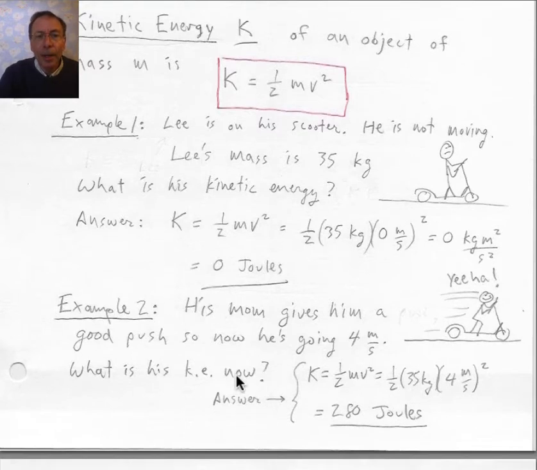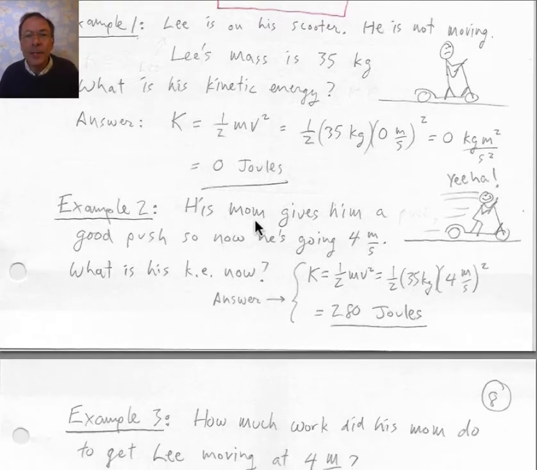So now his mom gives him a good push. Now he's going 4 meters per second. Yeehaw! What is his kinetic energy now? We're going to plug in the 4 meters per second. So it's 1/2 mv squared, 1/2 times 35 kilograms times 4 meters per second. Don't forget to square it, and you get your answer, 280 joules. So he's gone from 0 joules up to 280 joules.